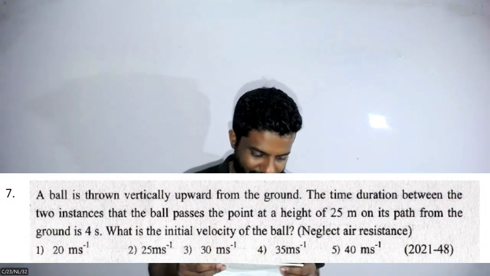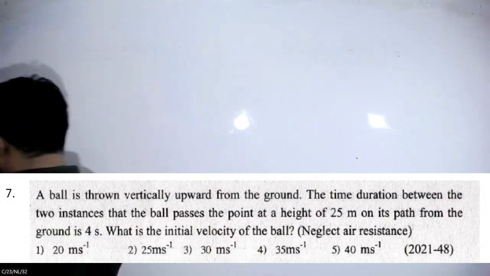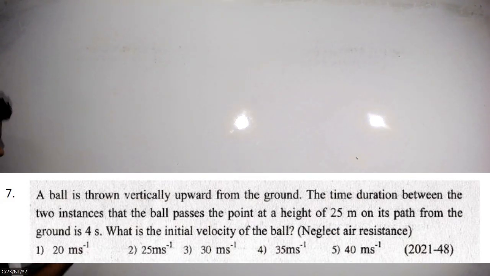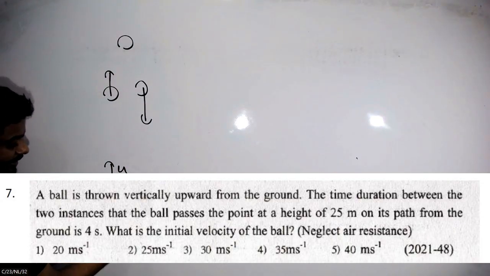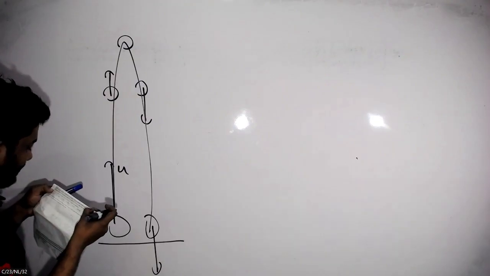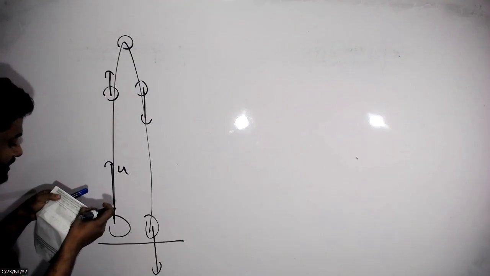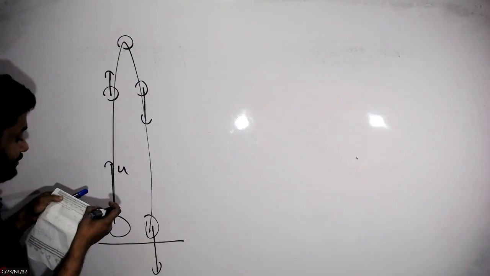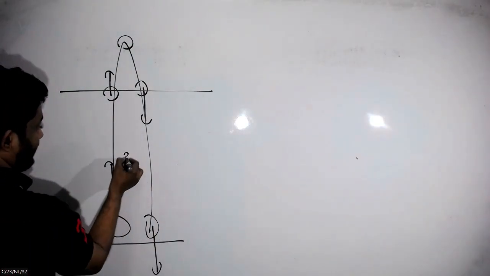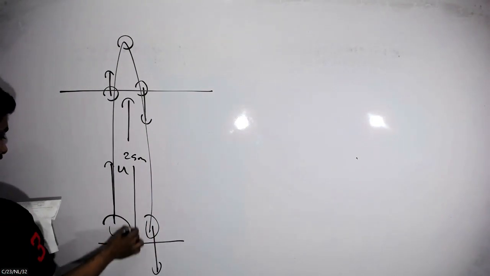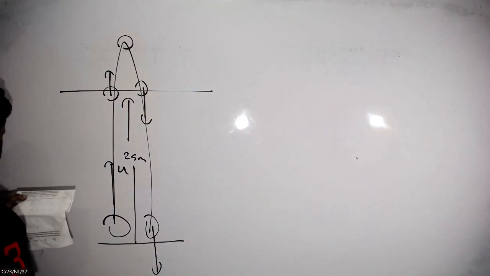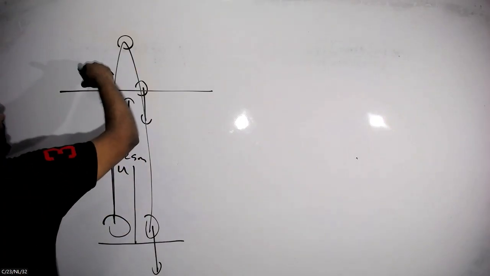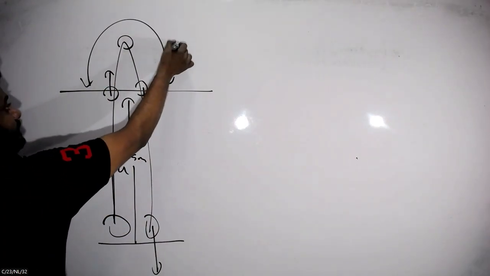Let's see the answer for question number 7. A ball is thrown vertically upwards from the ground with initial velocity u. It reaches the maximum height, then falls down due to gravitational pull. The time duration between the two instances that the ball passes the point at a height of 25 meters on its path from the ground is 4 seconds. This height is given as 25 meters and the time interval is given as 4 seconds.